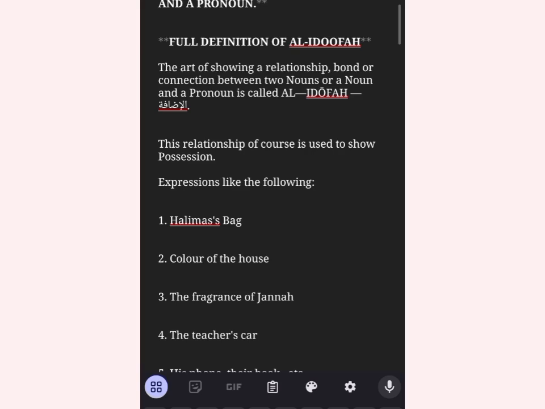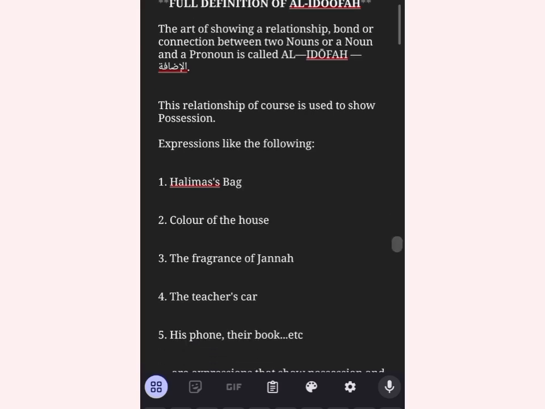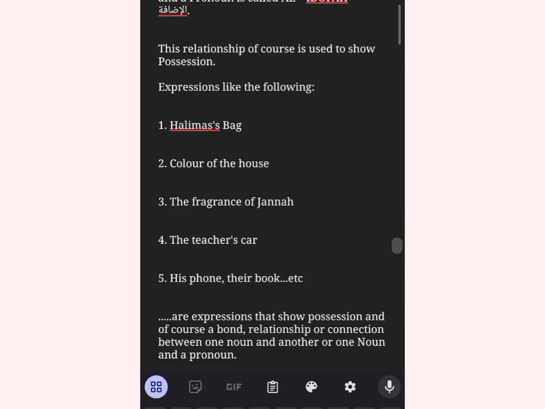In English, we could form expressions like Halima's bag, color of the house, the fragrance of Jannah, the teacher's car, his phone, their books, his pencil, and so on and so forth. All of these expressions are showing some sort of possession, one way or the other. Now, how do we express all of this in Arabic as well? This is where your Idafiyah comes in.